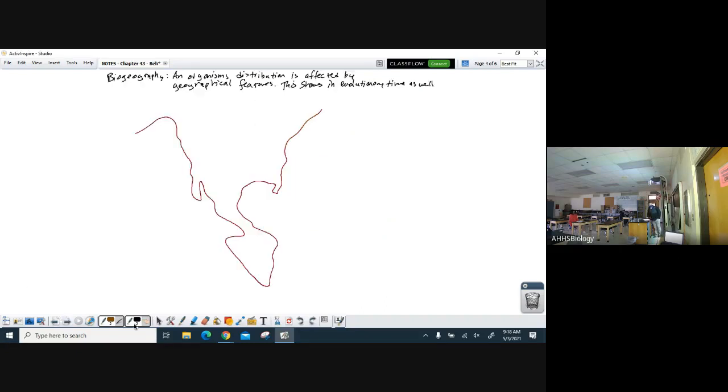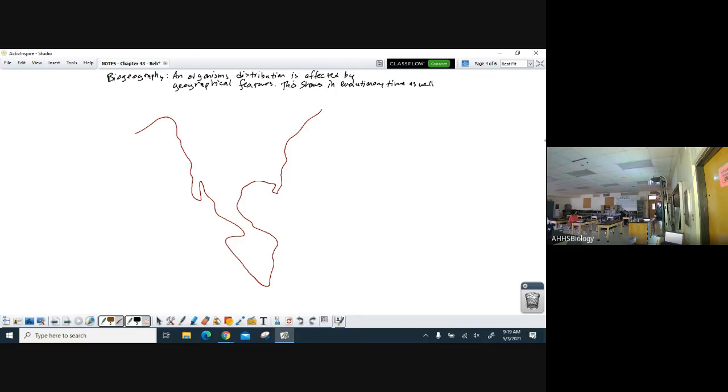All right, last up is this. You can take this idea of a niche and an organism having its realized and unrealized niche, and you can expand it and make it huge with what we call biogeography. And this is also a part of evolution. I think we may have talked about this with evolution. I usually do. So an organism's distribution is affected by geographical features. This shows in evolutionary time, right?